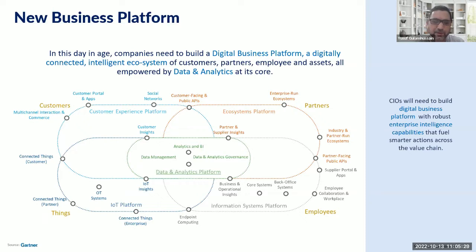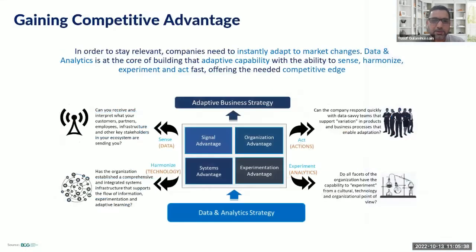Now, how do you stay relevant? The only way companies can stay relevant is, let me just go to the next slide, the ability to adapt to market changes. That's the key to staying relevant and staying ahead of competition. How quickly you can adapt to market conditions will determine whether you succeed or whether you fail. And the only way to do it is by enabling four key capabilities within your organization. Number one is the ability to sense what's going on around you, what's happening with your competitors, what's happening in the market.